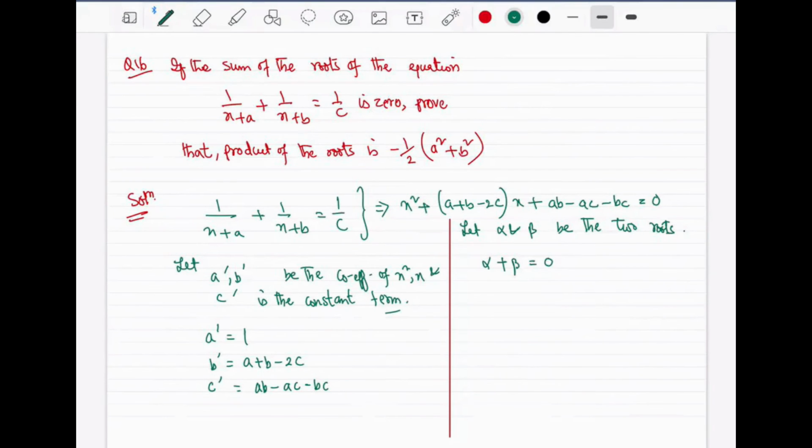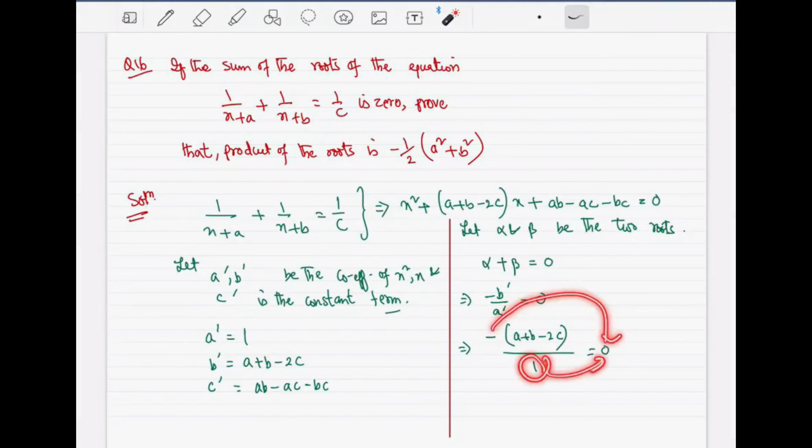How do we find out alpha plus beta? Alpha plus beta, we find it out by using the formula of minus b by a, right? In this case, it will be minus b prime by a prime. So you replace the left hand side, minus b prime by a prime, that is equal to 0. Put in the values now. Minus b prime, it will be minus (a plus b minus 2c) by a prime is 1, right? Is equal to 0. I can lose the minus. I can lose the 1. What is remaining then? a plus b minus 2c is equal to 0.